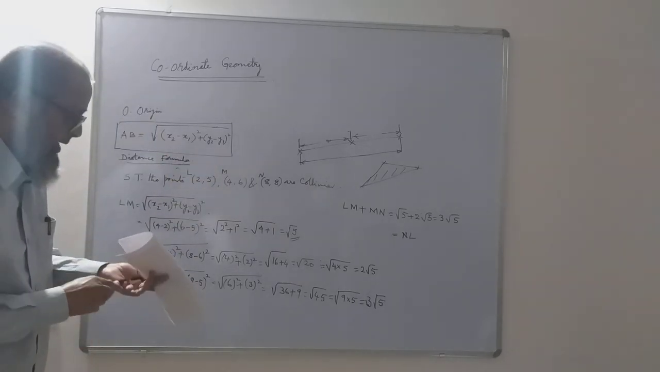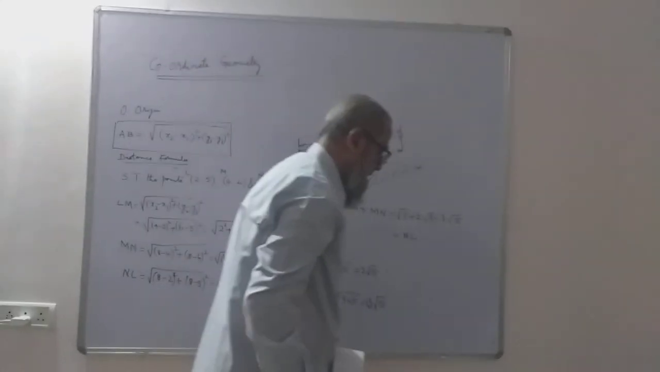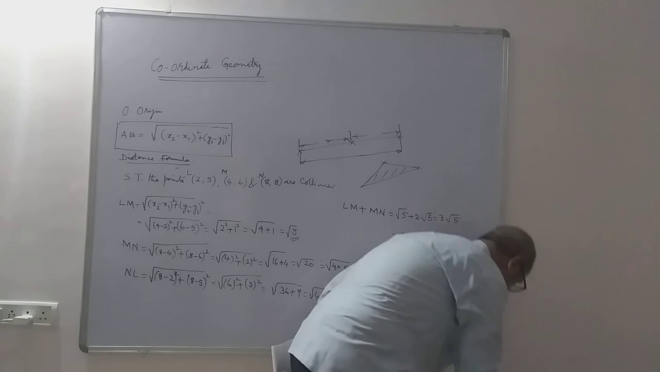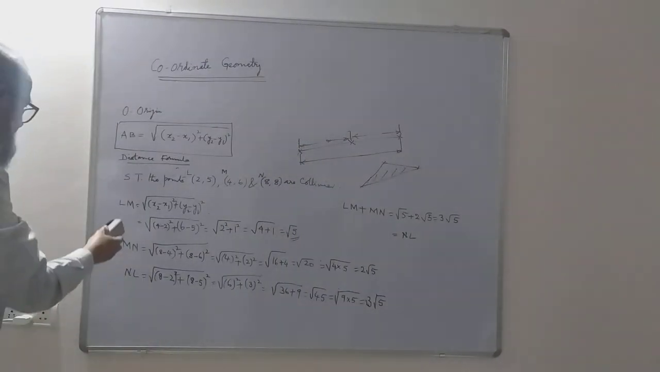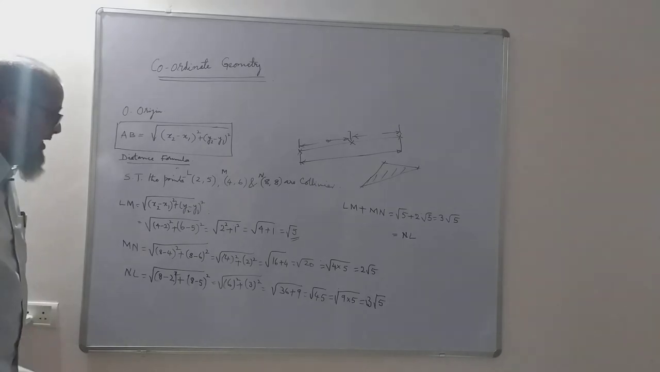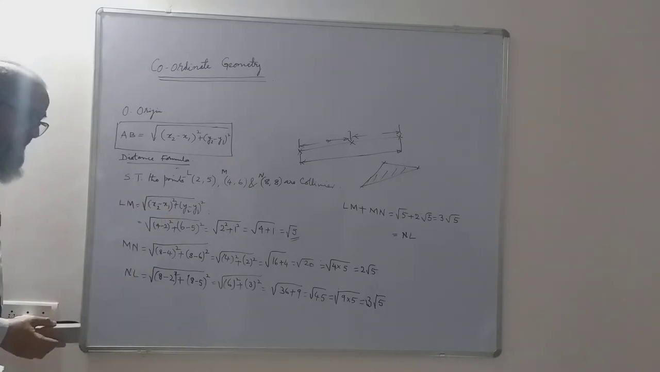You can do it in any manner you want. You can do it by distance formula or by area of triangle formula. Either can be used. It is left to you. They will only say, show that these points are collinear. Whichever you feel is easy, you can do by that method.